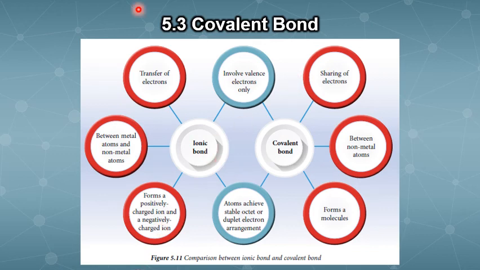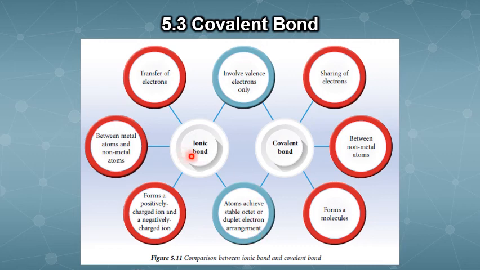Now look at figure 5.11. It is a comparison between ionic bond and covalent bond. The ionic bond you learned in the previous lesson in subtopic 5.2, and the covalent bond is now 5.3. The similarity is that both involve valence electrons. The second is that the atoms achieve a stable octet or duplet electron arrangement.